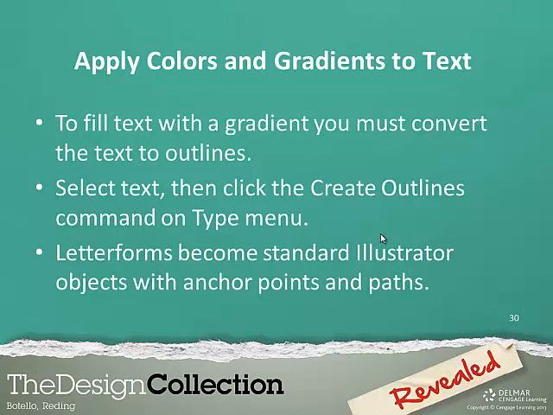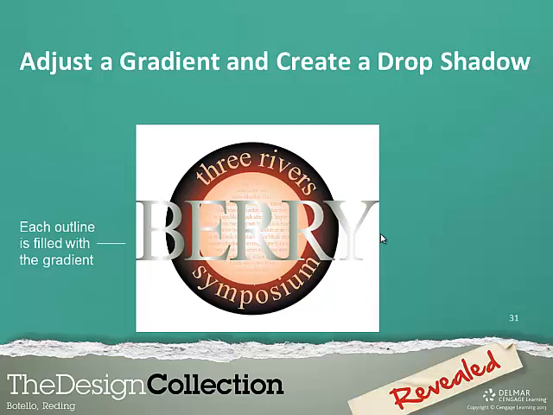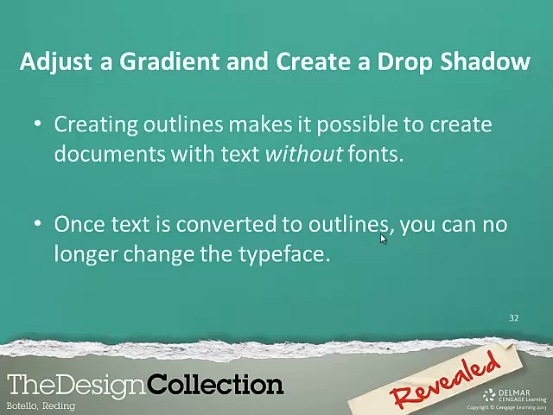To fill text with a gradient, you must convert the text to outlines. You select the text and click the Create Outlines command on the Type menu. Letter forms become standard Illustrator objects with anchor points and paths. And here it shows it's separated into outlines, and then each outline is filled with the gradient. It picks up here with the tutorial on page 2-26, and you work through that and create an outline and add a gradient. And then we pick up with lesson 6 on page 2-28, which is adjusting your gradient and creating a drop shadow.